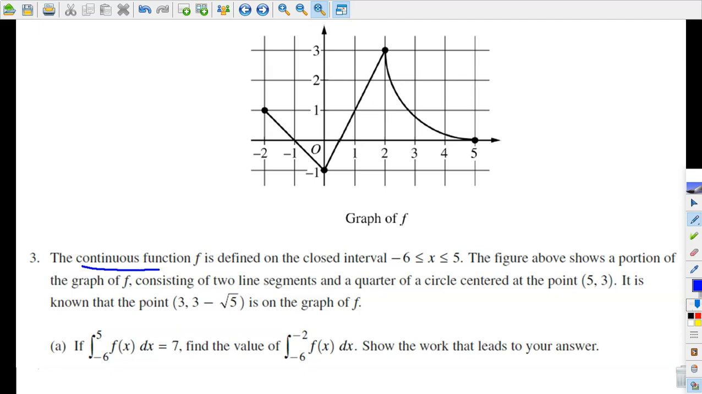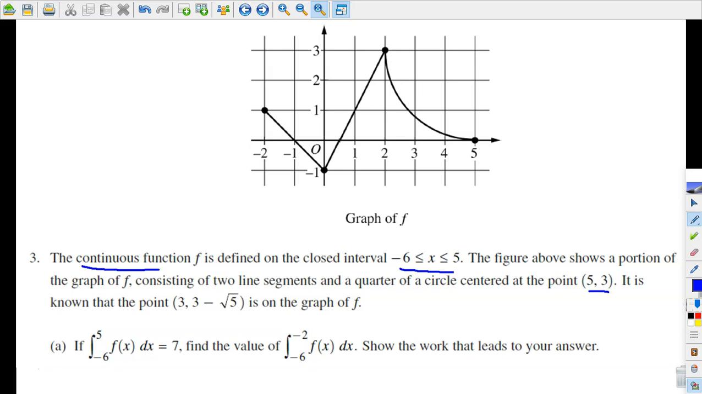We're going to be using this information on the closed interval -6 less than or equal to x less than or equal to 5. And also this graph consists of 2 line segments and a quarter of a circle. The center is (5, 3), and it is also known that we have this point on this graph, (3, 3 minus the square root of 5).